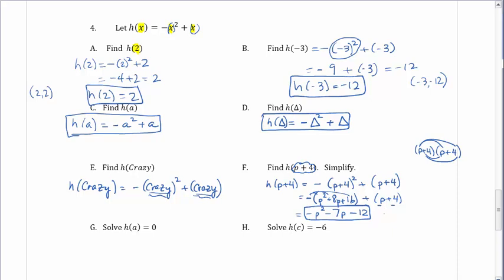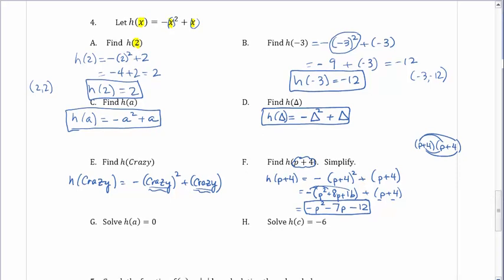Now in A, B, C, D, E, and F, we were given the input, whether that input was a number, an English letter, a Greek letter, a word, or a whole algebraic expression. Every single time I was given what was in the parentheses and I put that in where the x was. In G and H, I'm given not only something to put in where x is, but now I'm told what that's equal to. So I'm actually being told a y value. So in this particular problem, it says solve h of a equals 0.